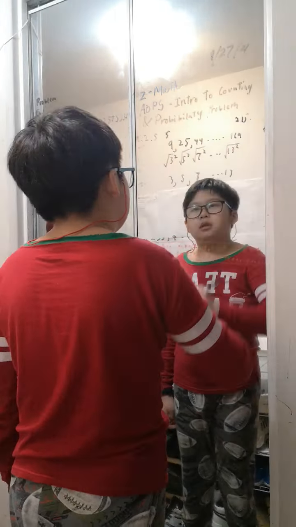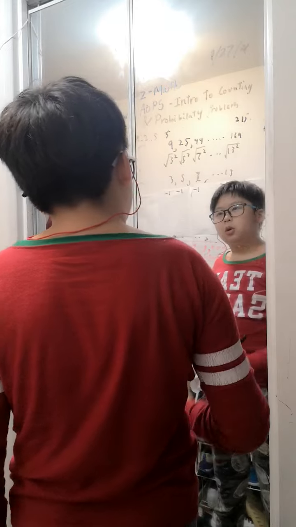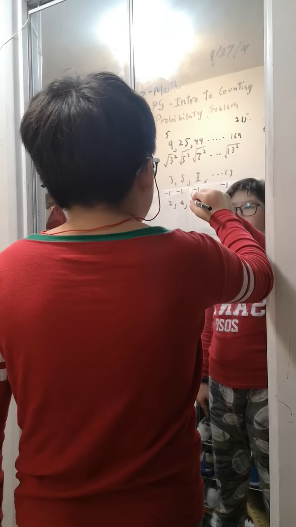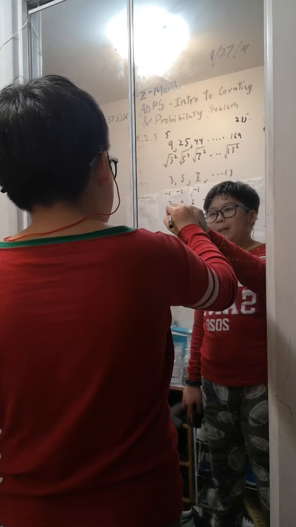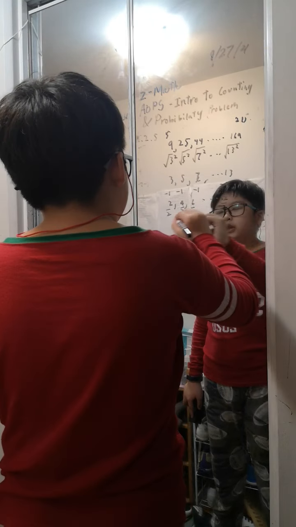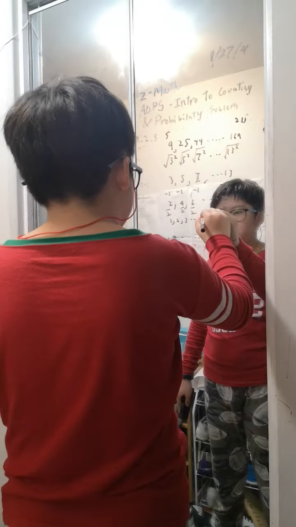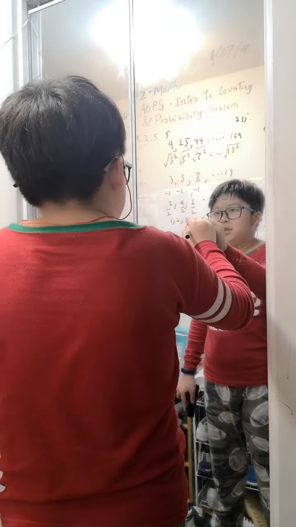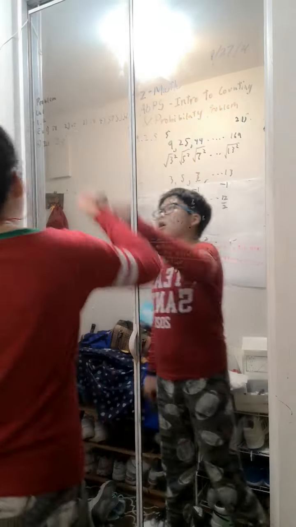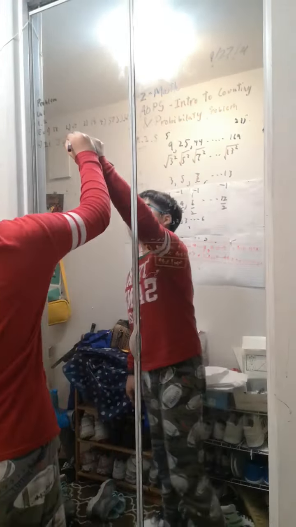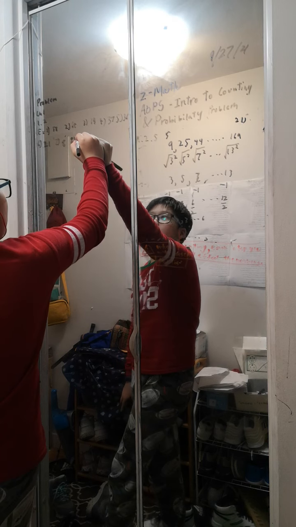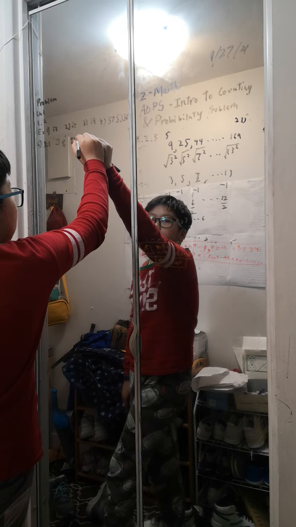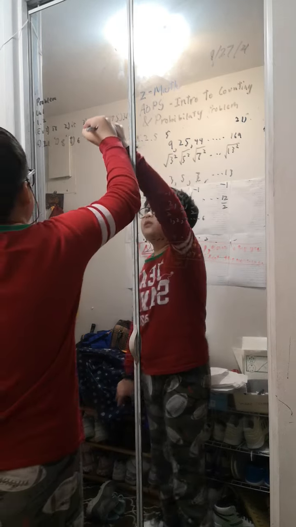Wait, no, I forgot something. Oops, I'm too carried away. So now we've got to subtract 1 first, because these have gaps of 2. We get 2, 4, 6, all the way to 12, divide by 2 on each to get 1, 2, 3, all the way to 6. That's just 6 numbers. Only 6 odd perfect squares between 5 and 211.